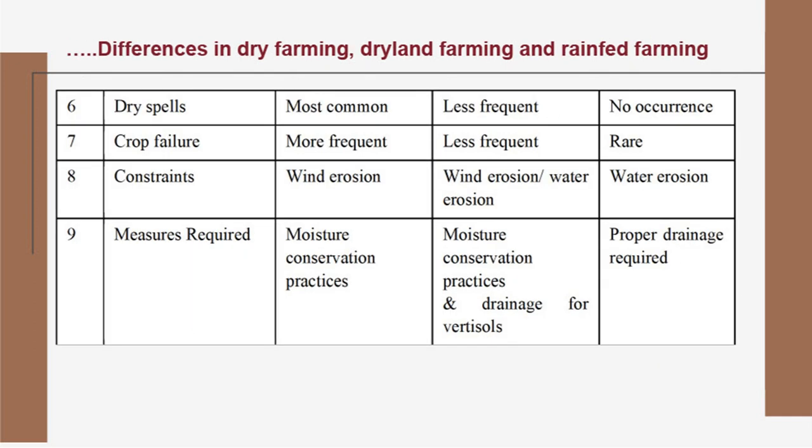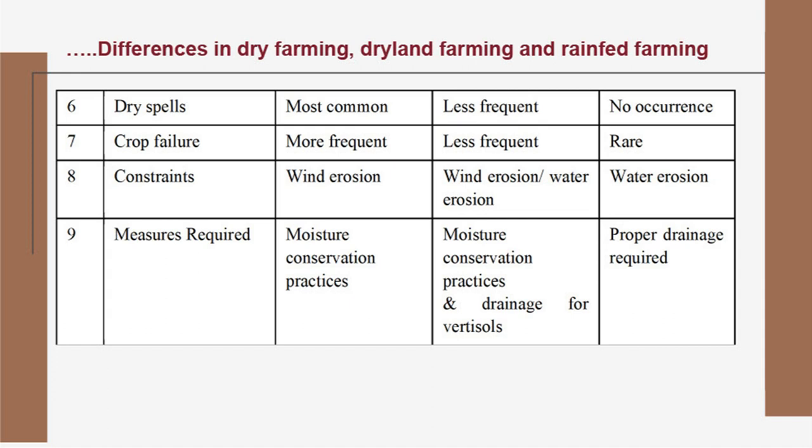Some more differences in these terms. Dry spells are most common in dry farming, less frequent in dryland farming, and there is no occurrence in rain-fed farming. Crop failure is more frequent in dry farming, less frequent in dryland farming, and rare in rain-fed farming. Constraints are wind erosion in dry farming, wind erosion and water erosion in dryland farming, and water erosion is the major problem in rain-fed farming. So this all happens because of differences in rainfall. Measures required: what kind of measures can be adopted to sustain crop production? So moisture conservation practices in situ should be given emphasis here in dry farming.